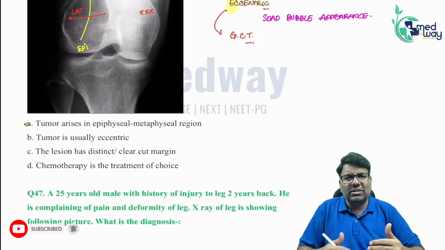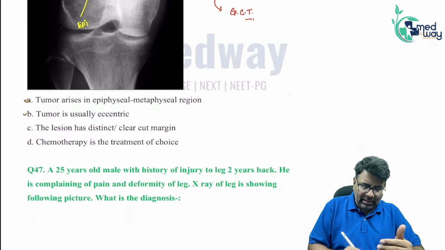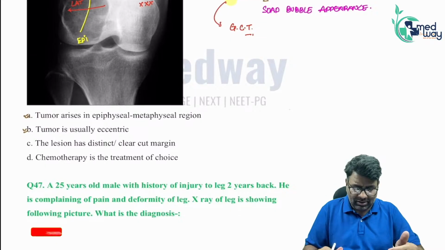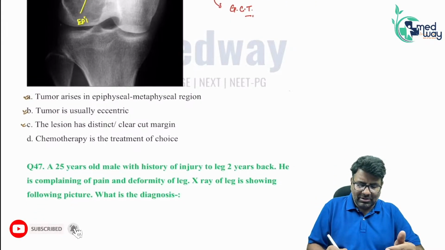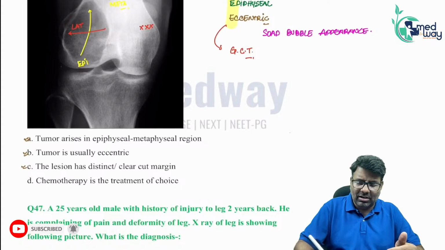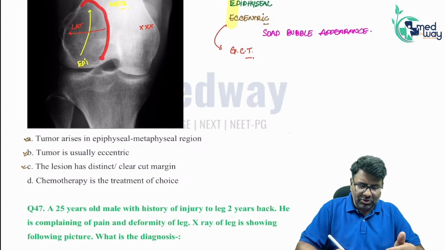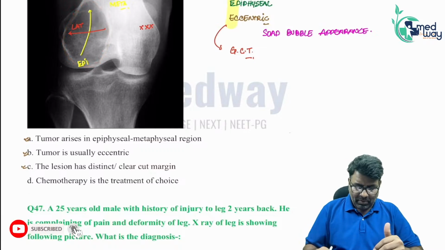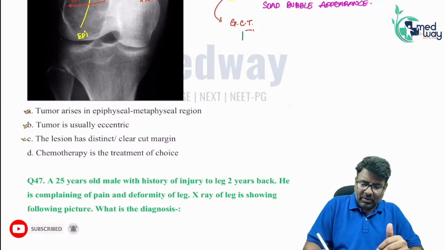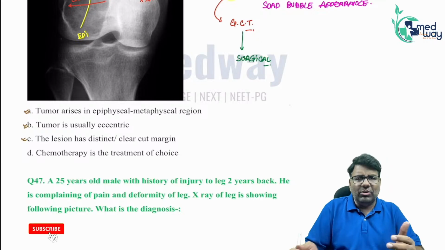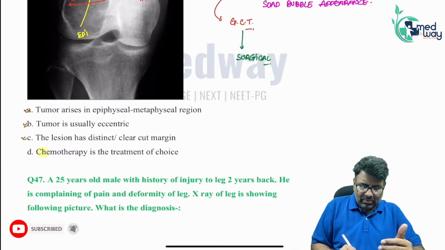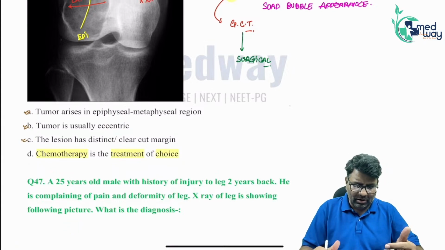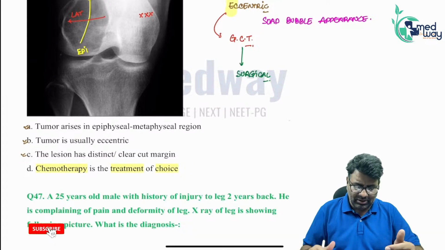It is arising from epiphysis extending towards metaphysis. It is eccentric. We can easily see it is more towards the lateral side, and the lesion has a distinct clear-cut margin. Yes, we can clearly say that this is the extent of the tumor. Classically we say that the tumor is well demarcated, and for giant cell tumor, the treatment is always surgical. Depending on the case, we will decide the surgery. So there is no role of chemotherapy. In fact, there is no need of chemotherapy in giant cell tumor. So D is the answer here.